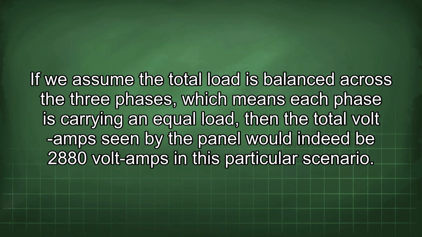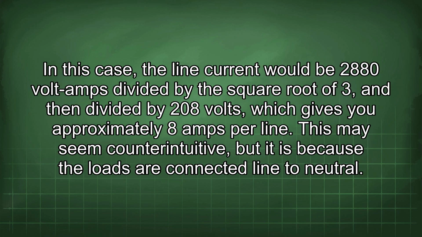If we assume the total load is balanced across the three phases, which means each phase is carrying an equal load, then the total volt-amps seen by the panel would indeed be 2880 volt-amps in this particular scenario. In this case, the line current would be 2880 volt-amps divided by the square root of 3, and then divided by 208 volts, which gives you approximately 8 amps per line. This may seem counterintuitive, but it is because the loads are connected line to neutral.